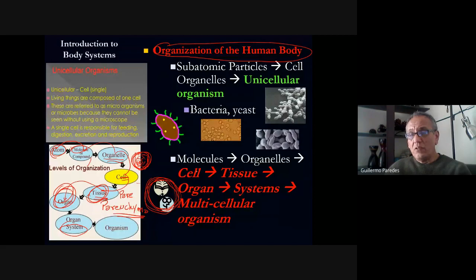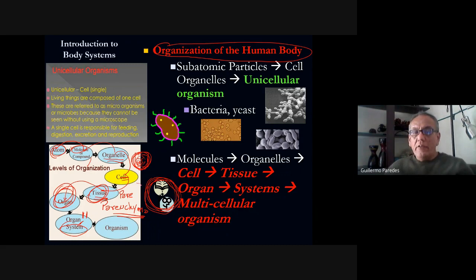You okay with that? And the group of systems, how many systems do we have in our body? We have the lymphatic, gastrointestinal, nervous, muscular, skeletal. We have 11 systems. So remember that. How many systems do we have? 11. 11 systems. Okay? All right.